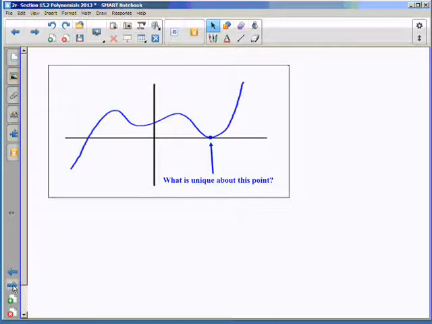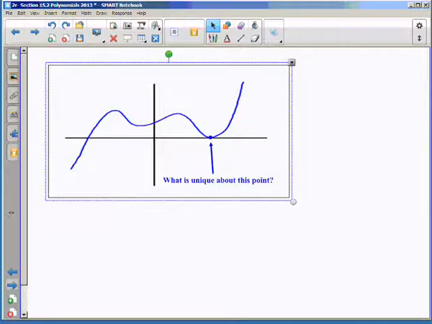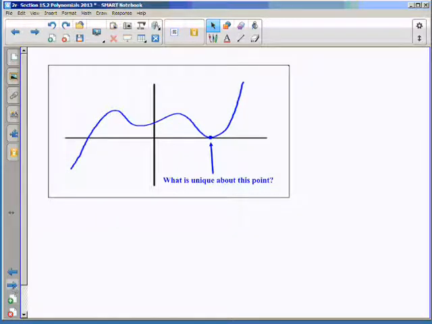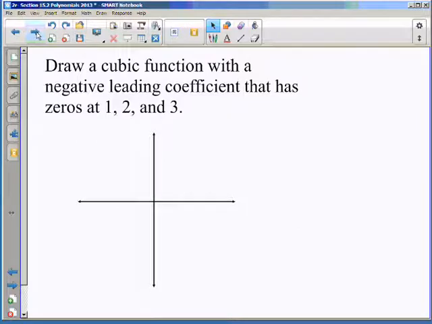Real quickly, what's unique about this point? You notice that it is what we call a double zero, or a zero of multiplicity 2. Now let's get into this, and we're almost done with the lesson. We're going to start making some potential drawings, or drawings that could be shown to have these features.